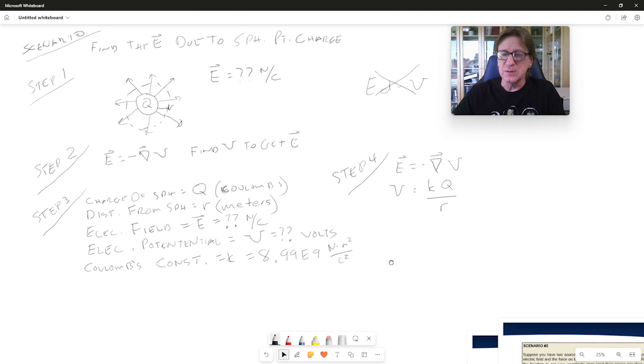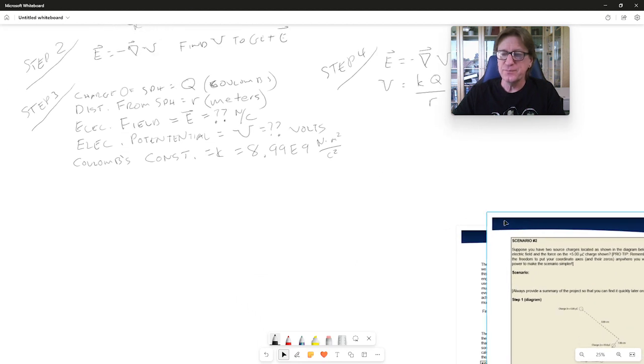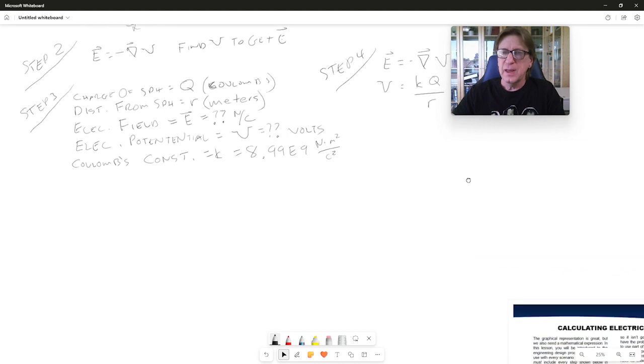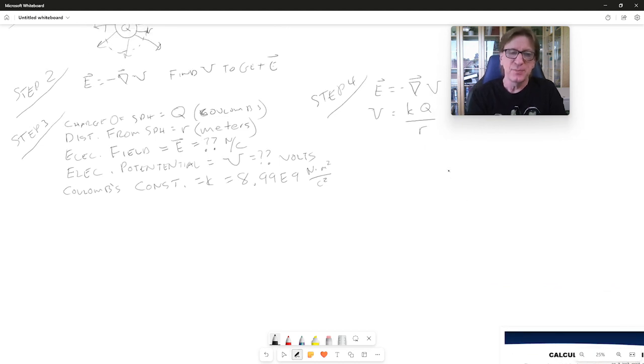All right, so let's move the page up just a little bit here. And let's start with our step 5 then. Step 5 is simply where you bring it all together. So I like to start with the equation. You can start with either equation, it doesn't matter. But I like to start with the one that's going to give me my final answer. So I'm going to say, okay, E, which is a vector, is negative gradient, also a vector, of the potential. All right, I cannot do anything with this until I get rid of this gradient operator.